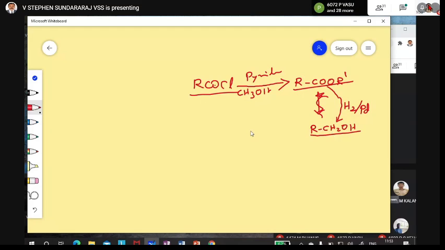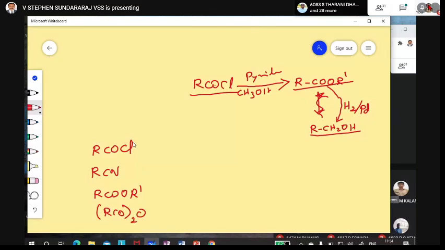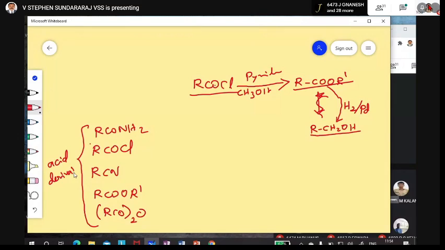Okay, and another piece of information in the acid chapter I'll give you: RCOCl, RCN, RCOOR' ester, RCO twice O, and RCONH2. These are all called, we are not going to study them separately in this chapter, but in the acid chapter it will be required. They are all called acid derivatives. They are derived from acids.